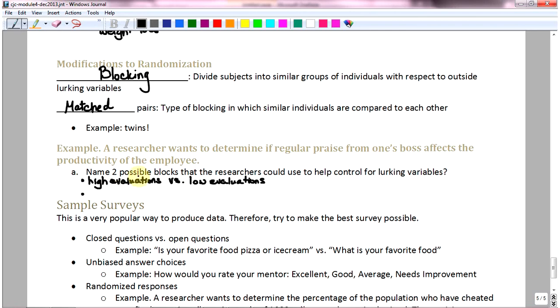What's another block that might be important? It might be the length of time at the company. So we might want to look at new employees getting praise versus veteran employees. So there are lots of different ways it can be done. This is just an example of two that I thought of.